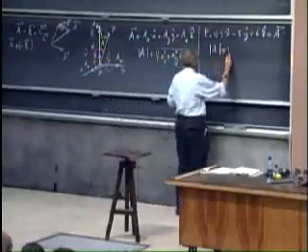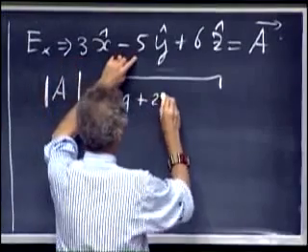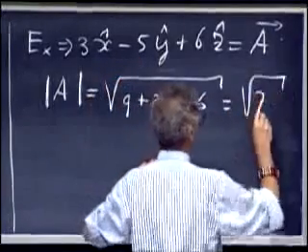So that would be the square root of 3 squared is 9, 5 squared is 25, 6 squared is 36, so that's the square root of 70.